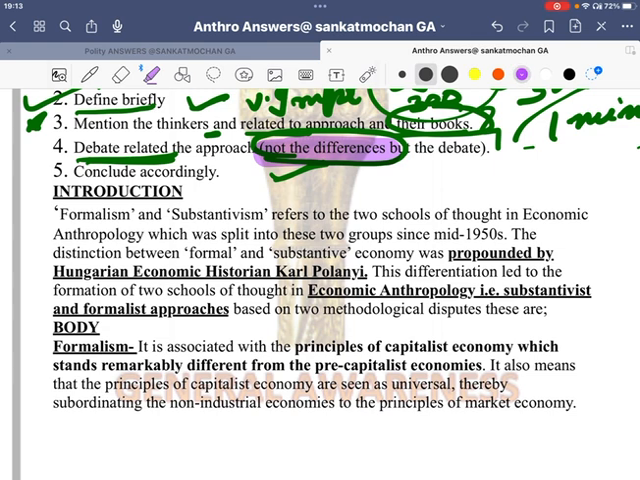Introduction. And mind you, this is just a model answer. You can go beyond it. You can frame a better answer. So don't stick to it as hard and fast.